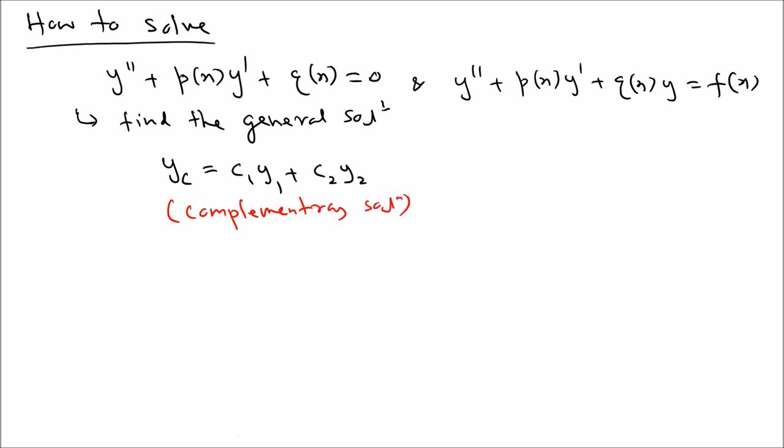And then from the other one, we find one solution. Find a particular solution, just one. Here we find a general solution, here we find only one solution. This solution we normally write as yp, because it's the one solution, the particular solution.